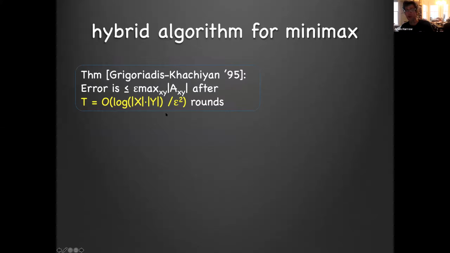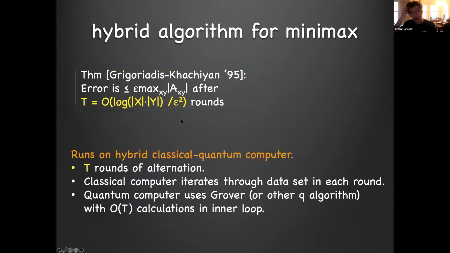So they prove that the number of rounds you need scales like the size of the strategy space divided by epsilon squared. So the performance with error is not so good. The performance in terms of size of the strategy space is very good. And this is a natural hybrid algorithm because if T is not too large, there are T rounds of alternation.